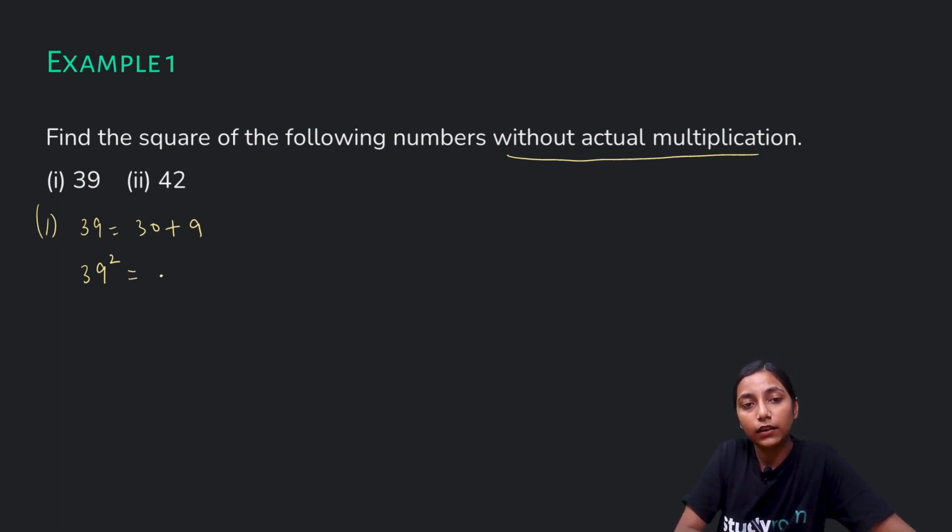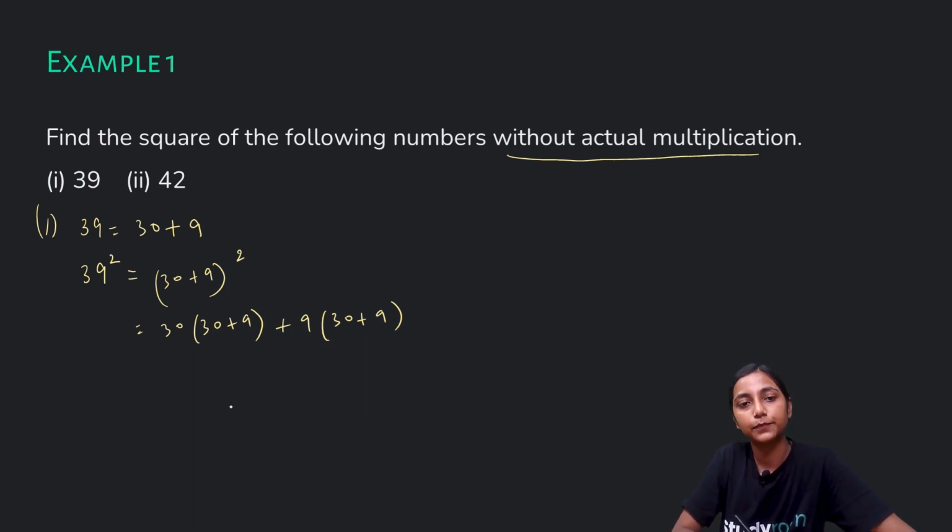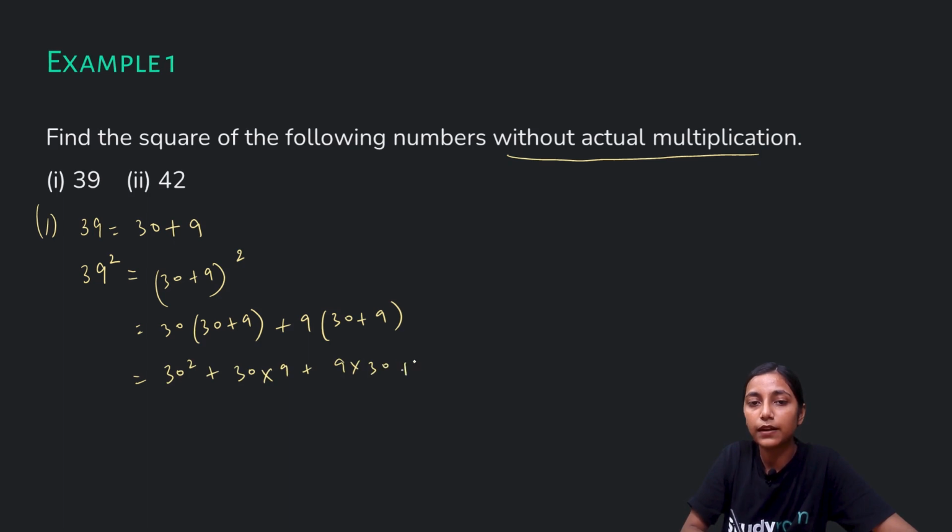39 square will be 30 plus 9 whole square. This can be written as 30 into 30 plus 9 plus 9 into 30 plus 9. Right, you can write this as 30 square plus 30 into 9 plus 9 into 30 plus 9 square. Opening these brackets, you can write this as 30 square plus 30 into 9 plus 9 into 30 plus 9 square.